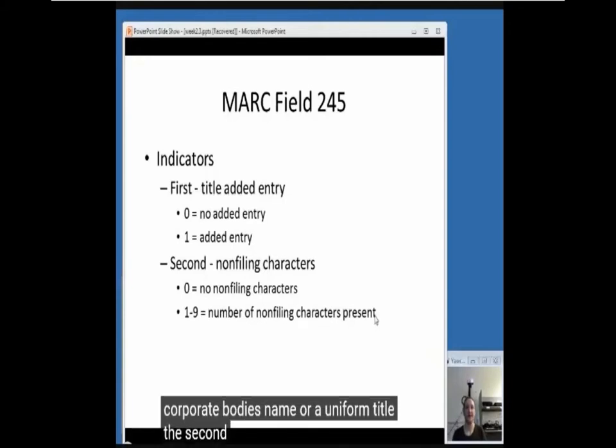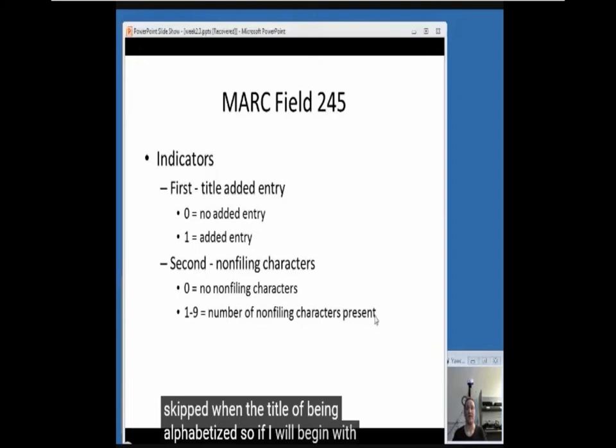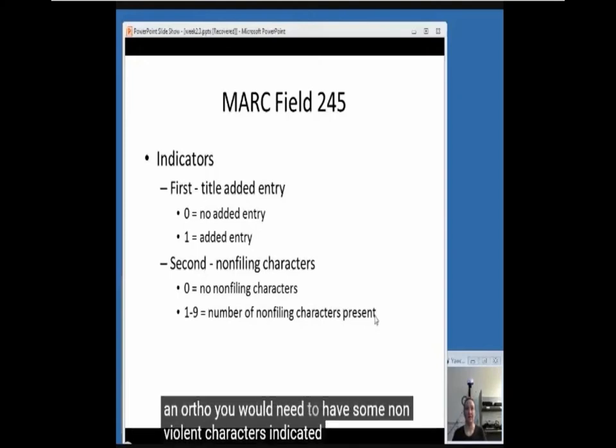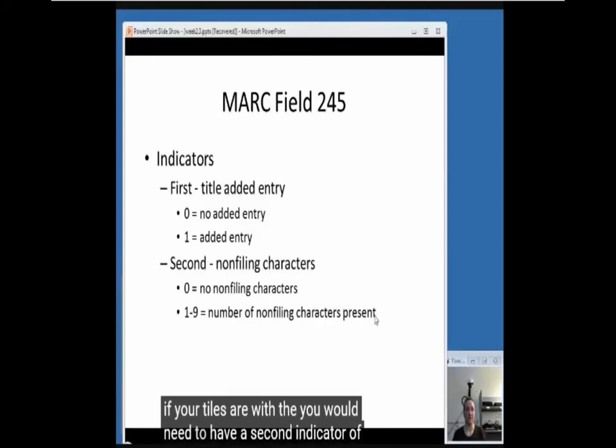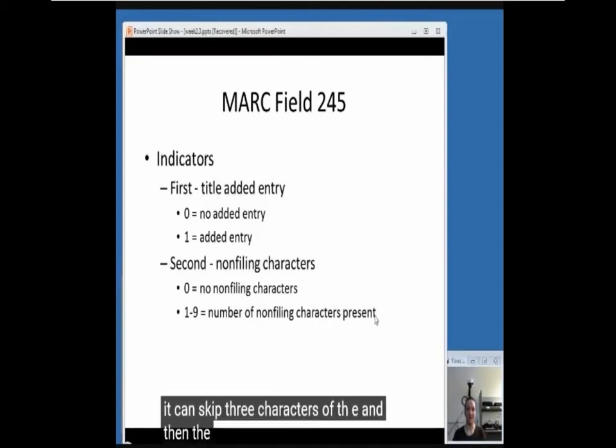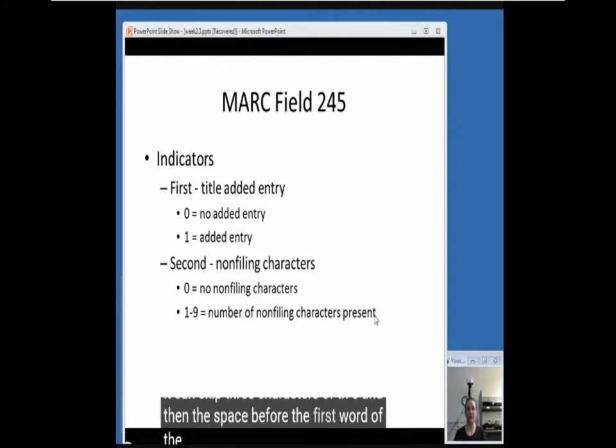The second indicator is used to represent the number of non-filing characters in the title. And what this means is characters that should be skipped when the title is being alphabetized. So if the title began with A, An, or The, you would need to have some non-filing characters indicated. If the title doesn't need to have that word skipped, then your second indicator would be 0. So if your title started with The, you would need to have a second indicator of 4, so it can skip 3 characters of T-H-E, and then the space before the first word of the title to be alphabetized.